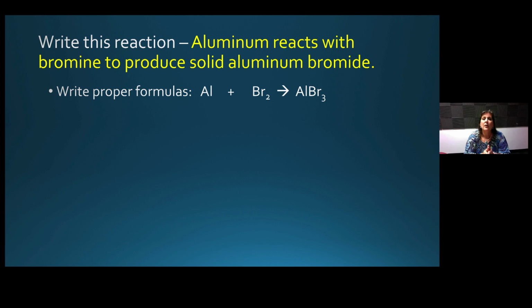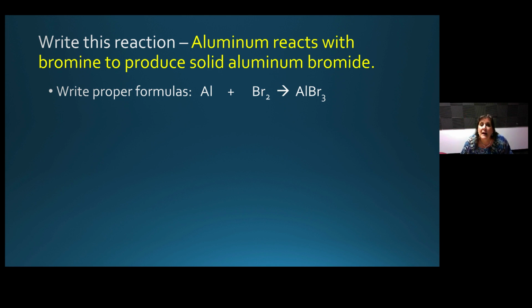When you put them together, you have to check your charges. You can't just say AlBr and be done with it. It's a metal and a non-metal. You cannot just say AlBr and be good. You have to check your charges. Aluminum is a +3. Bromine is a -1. 3, 1. That doesn't add up to 0. We have 3 minus 1.